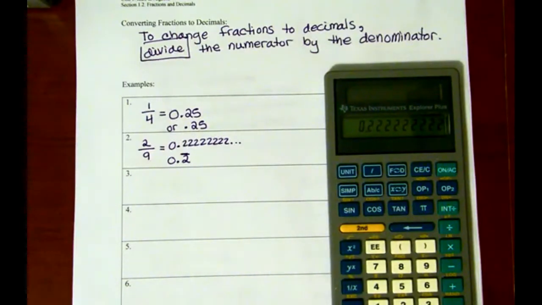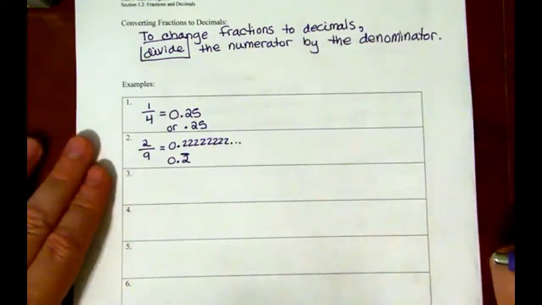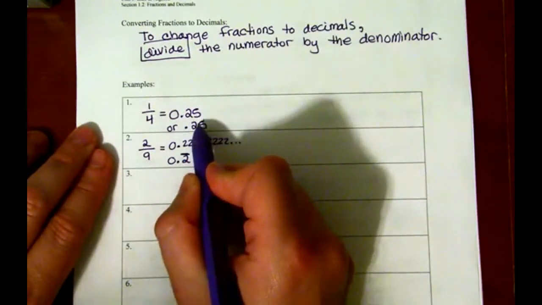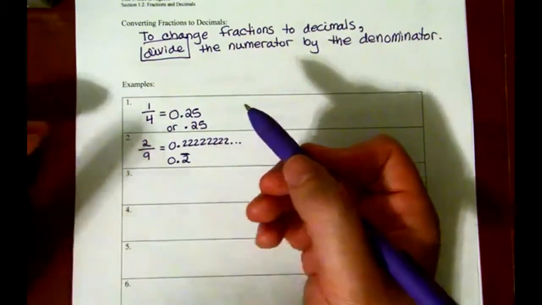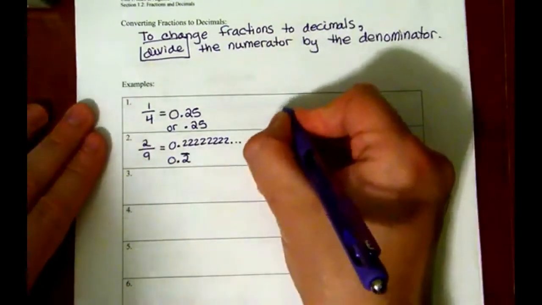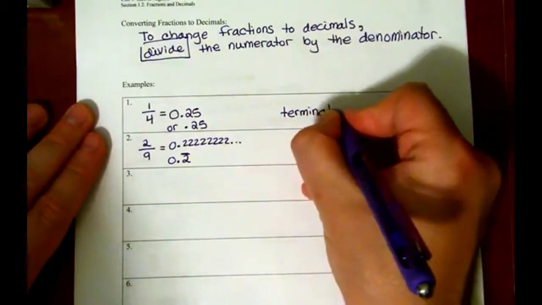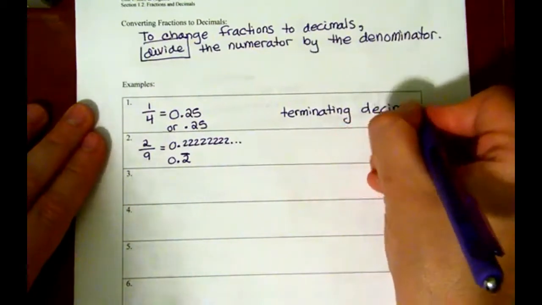Before we go on, every type of fraction, when we change it into a decimal, can be classified as one of two things, either a terminating decimal or a repeating decimal. In number 1, this decimal stops. The word terminate means stop. There was a movie called The Terminator. He stopped things. We're going to call this a terminating decimal. Please add this into your notes after that first example. This is a terminating decimal because it just stopped.